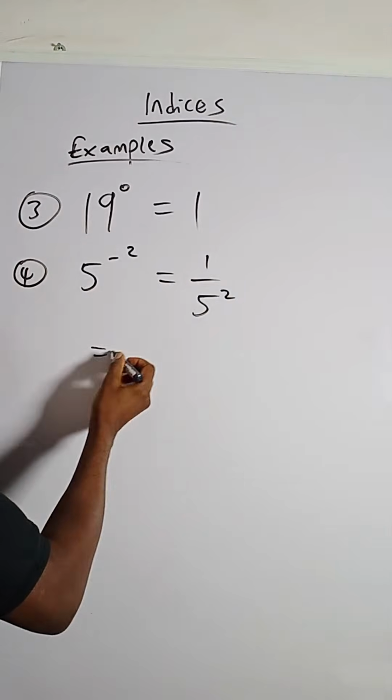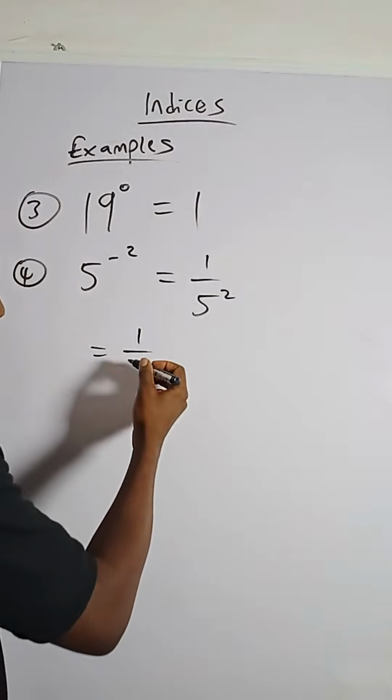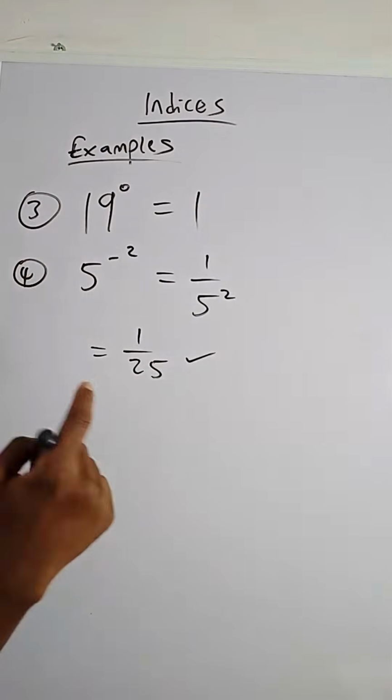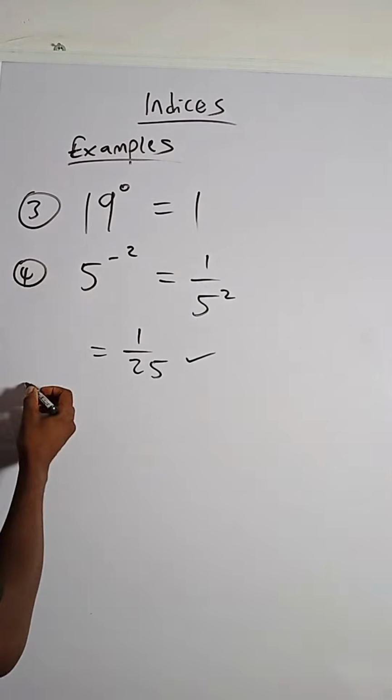So finally, you just have 1 over, what is 5 raised by 2? 5 times 5, which is what? 25. So this is your answer. Any question? Drop it in the comments.